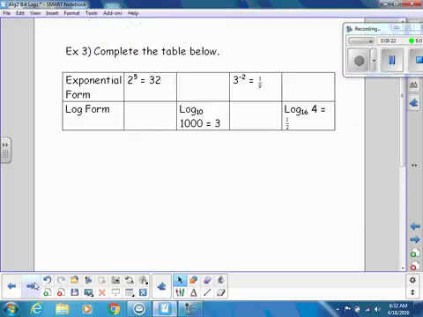All right, so this is another going back and forth between the two. I'm going to save that for in class. You can do that on your own, or you can wait till class.